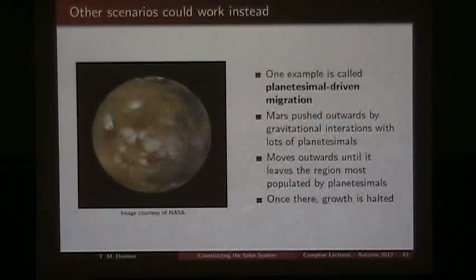There are other scenarios. One of them is called planetesimal-driven migration that could explain the small size of Mars. I'm not going to go into much detail today, but the theory here is that Mars is pushed outwards every time it interacts with one of the planetesimals in the population. It interacts gravitationally. It pushes Mars out slightly and slightly in. Lots of these different interactions slowly push Mars outwards until it leaves the region which is most populated by planetesimals. And again, because it's no longer in the region where there's a lot of mass to collide on the surface, that leads to the slower growth of Mars.